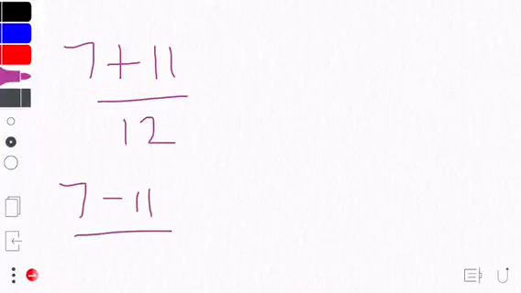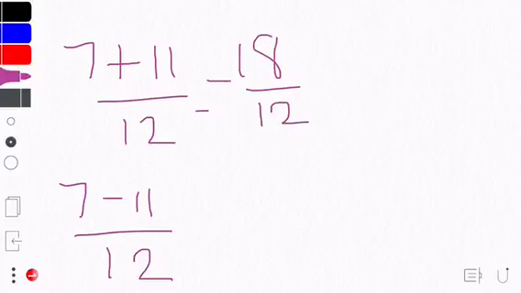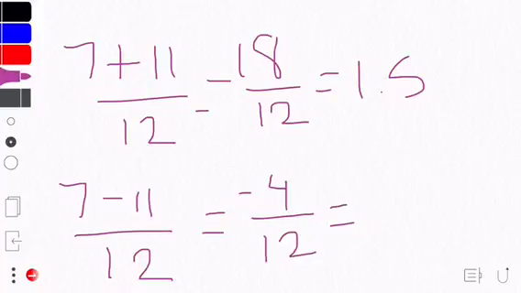From that, you can branch off and do 7 plus 11 over 12, and then 7 minus 11 over 12. One is 18 over 12, which equals 1.5. The other is negative 4 over 12, which comes out to be 0.3 repeating.